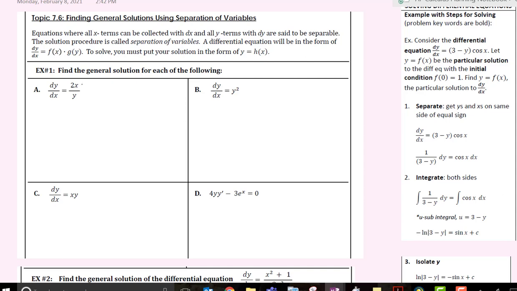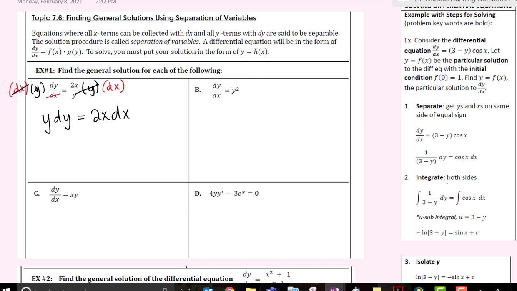To do that, I would multiply by y on this side, and I'd multiply by dx. So that y cancels, and then we multiply by that dx to cancel. What we're left with is y dy equals 2x dx. This is important because it allows us to integrate, since everything is in terms of the same variable: we have y, the derivative of y, and 2x in terms of x. So this is what we want.